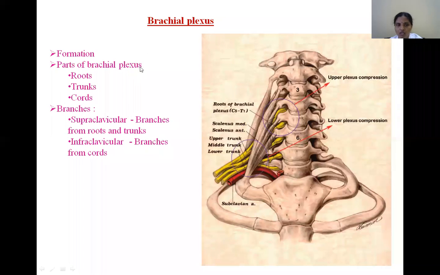So, the anterior division of the upper and middle trunk unites to form the lateral cord, whereas the anterior division of the lower trunk continues as the medial cord. Whereas the posterior divisions of all three trunks, upper, middle, lower, form the posterior cord. These cords we cannot see in this posterior triangle as they descend behind the clavicle into the axilla.